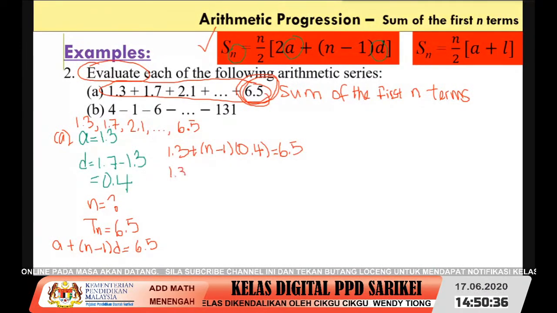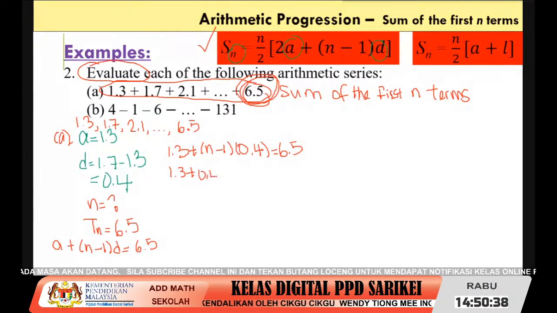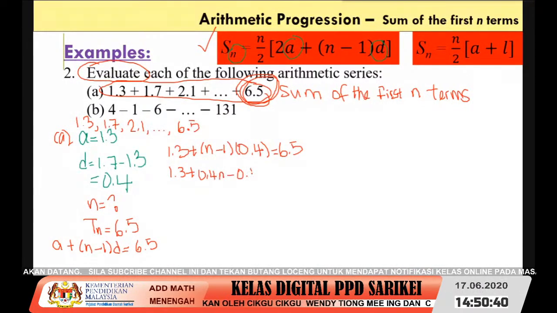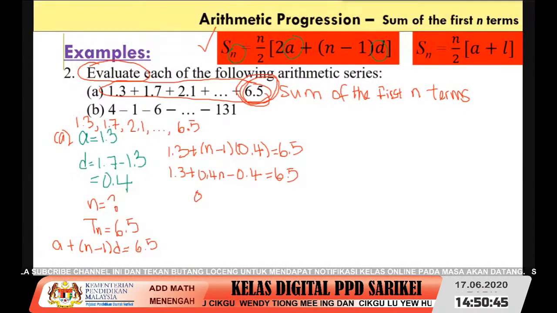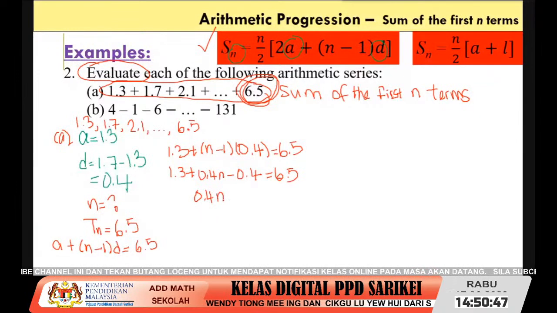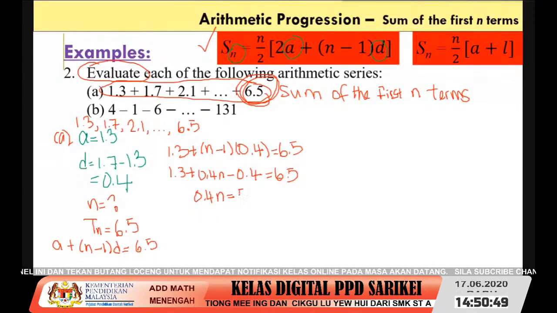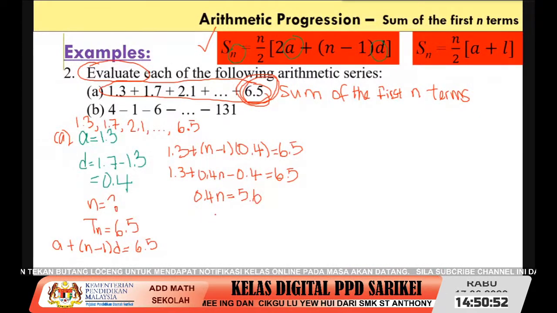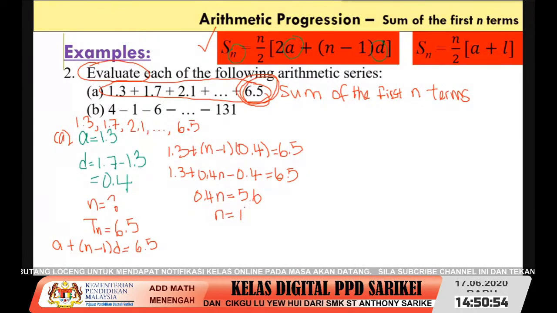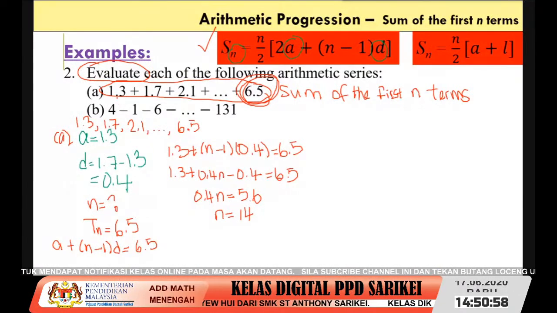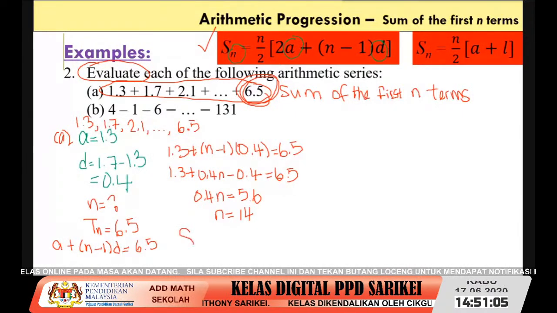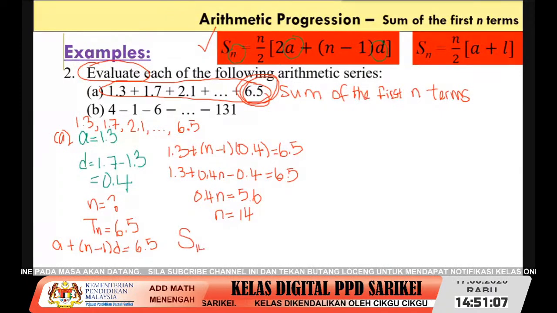So 1.3 plus 0.4n minus 0.4 equals 6.5. 0.4n equals 5.6. So your n equals 14. Okay, 14. It means from 1.3 to 6.5 there are 14 terms in total. So we just substitute into the formula.